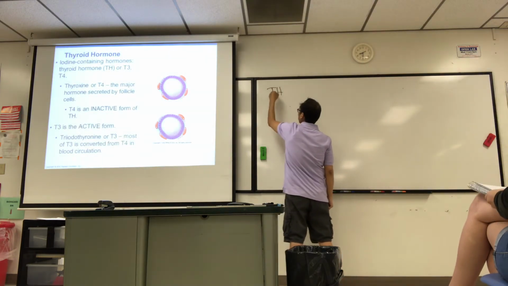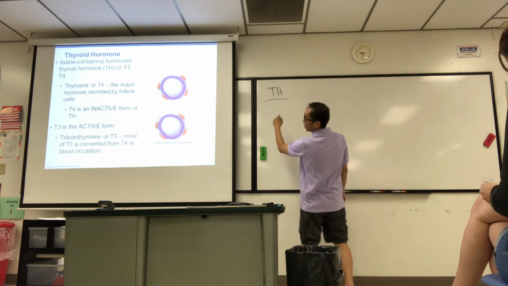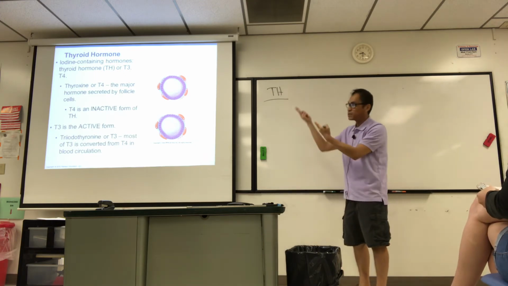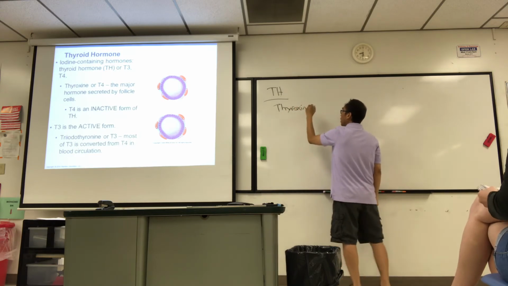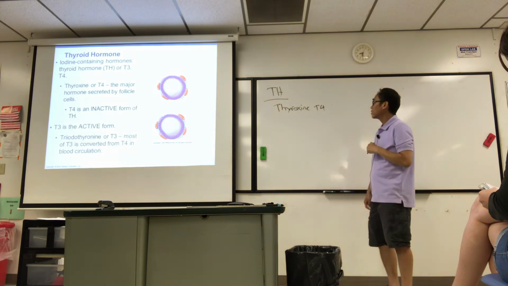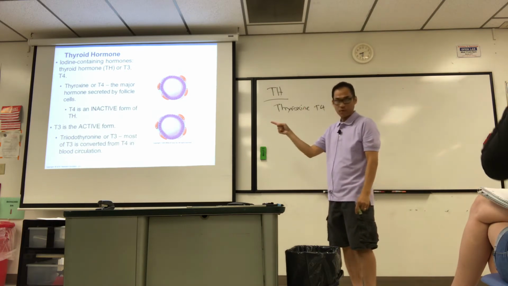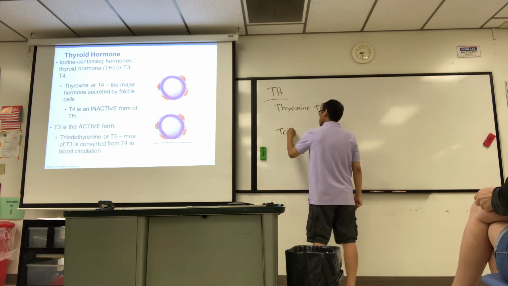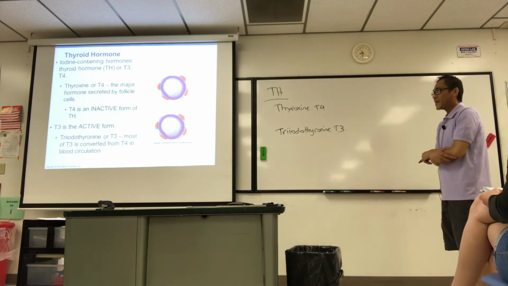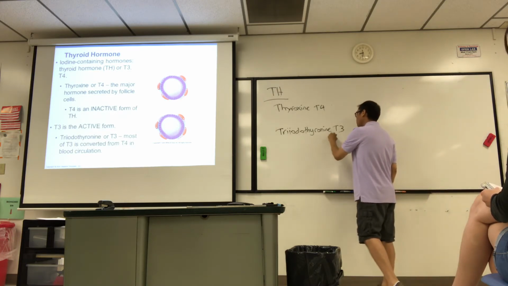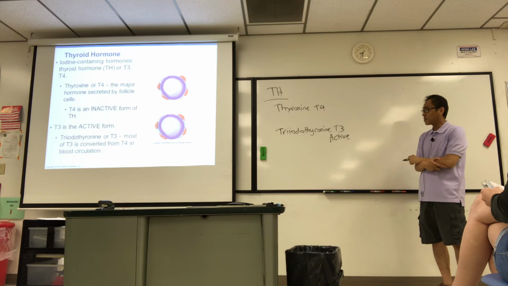So thyroid hormone, TH, comes in two forms, T3 and T4, so know both name and number. Thyroxine is also known as T4. Triiodothyronine is T3. Turns out that's pretty much the active one, okay? The 3 and 4 refer to the number of iodine atoms stuck to the tyrosine residues.